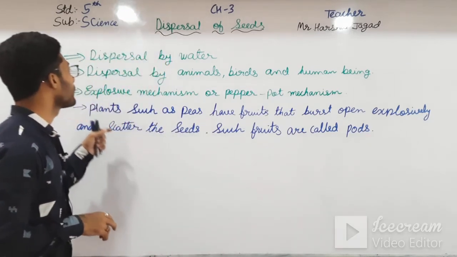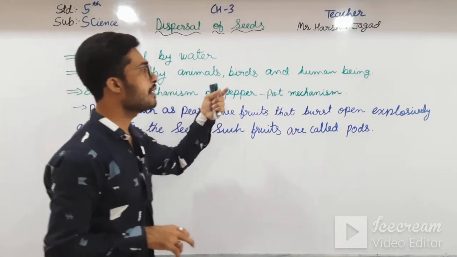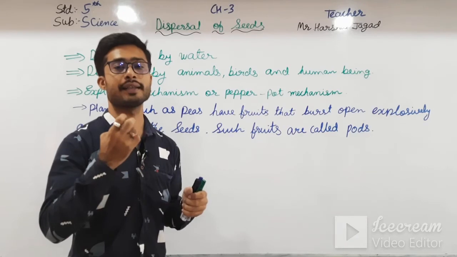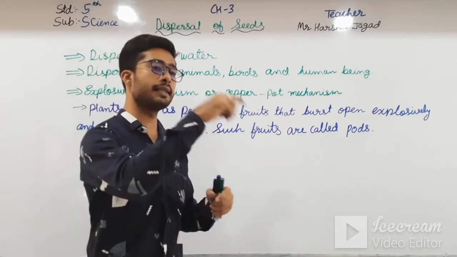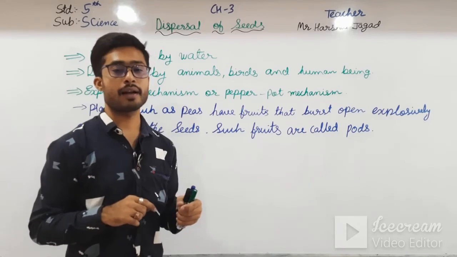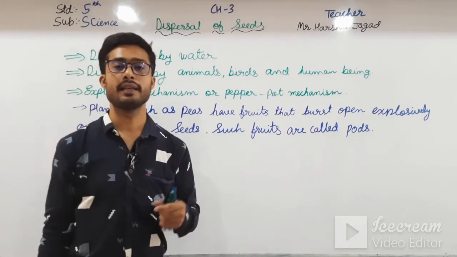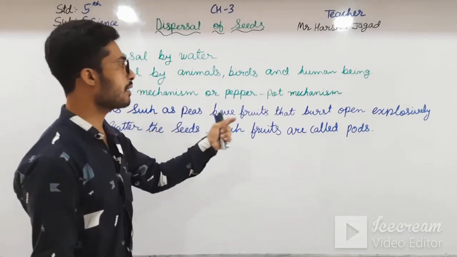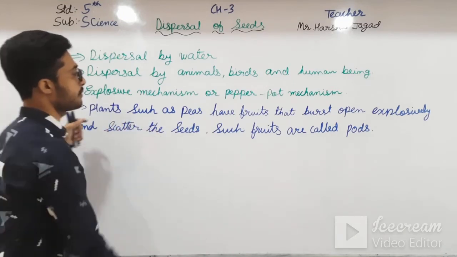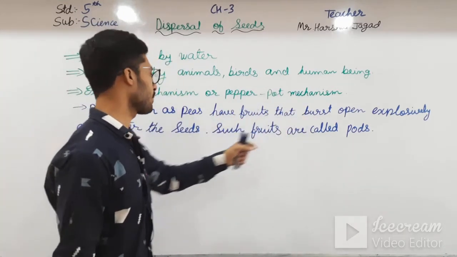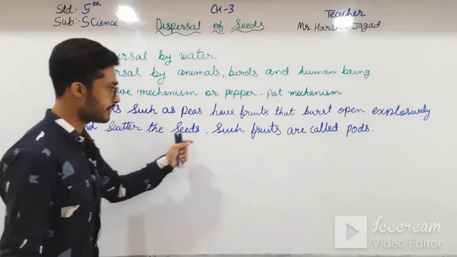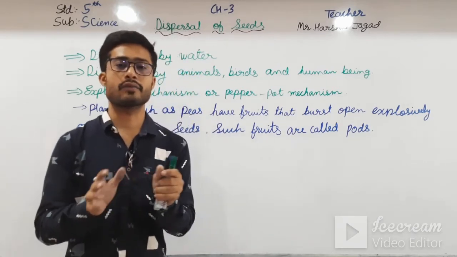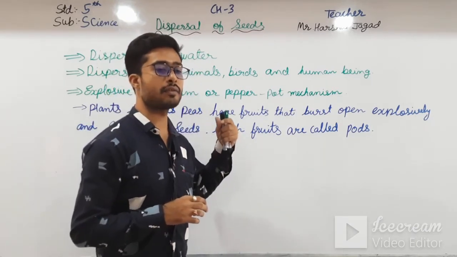Okay students, now next, dispersion by the animals, birds and human beings. In that we have seen that all of them eat the fruit and throw away the seed far away from that parent plant, so it is dispersion of the seeds. Okay, and next what we have seen, explosive mechanism or pepper pot mechanism. In that, plants such as peas have fruits that burst open explosively and scatter the seeds. Such fruits are called pods.